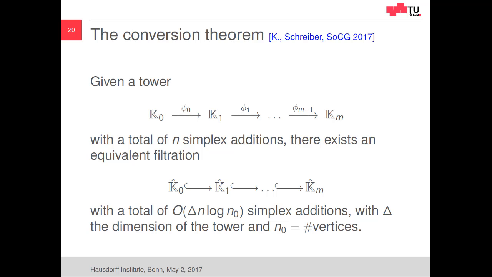So in realistic examples, the number of vertices is much, much smaller than the number of simplices, so log n0 is really a small number. And as long as your complex is not too high dimensional, this is only really marginally larger than the tower. And the advantage should be clear. Now you have a filtration, and now you can use any software that you want. You can use FAT or Irene or RIPSA or whatever is more efficient next week.